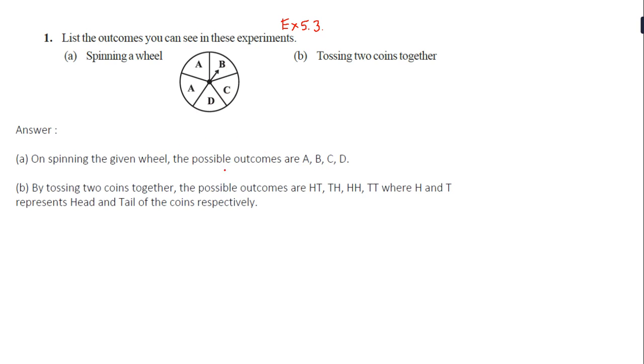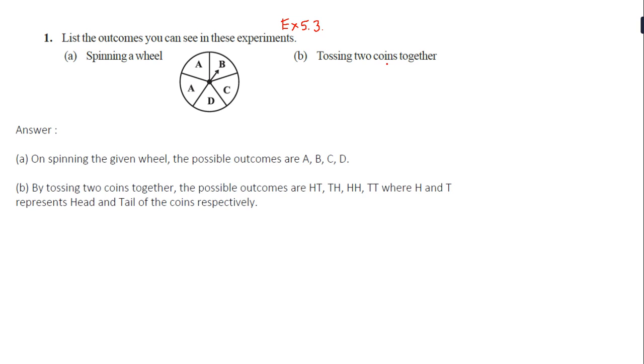Total outcomes, if someone asks, how many are there? 1, 2, 3, 4, 5, but only 4 are distinct. So A, B, C, D, these are all the outcomes. Again, if you see the wheel, A is repeated, so we write the outcomes A, B, C, D.